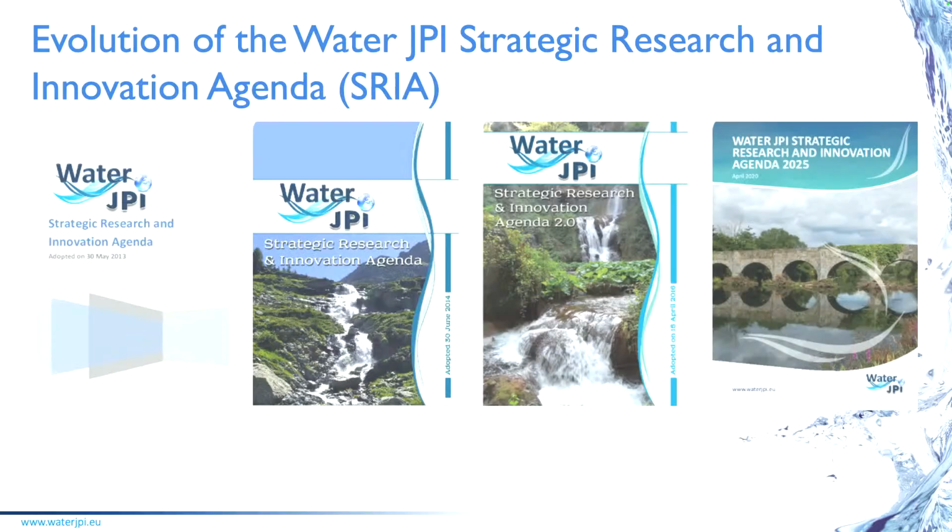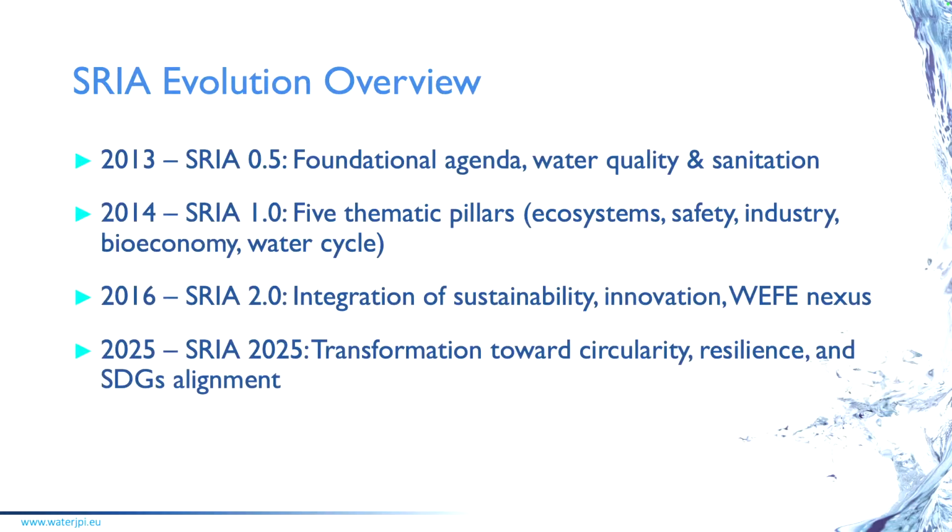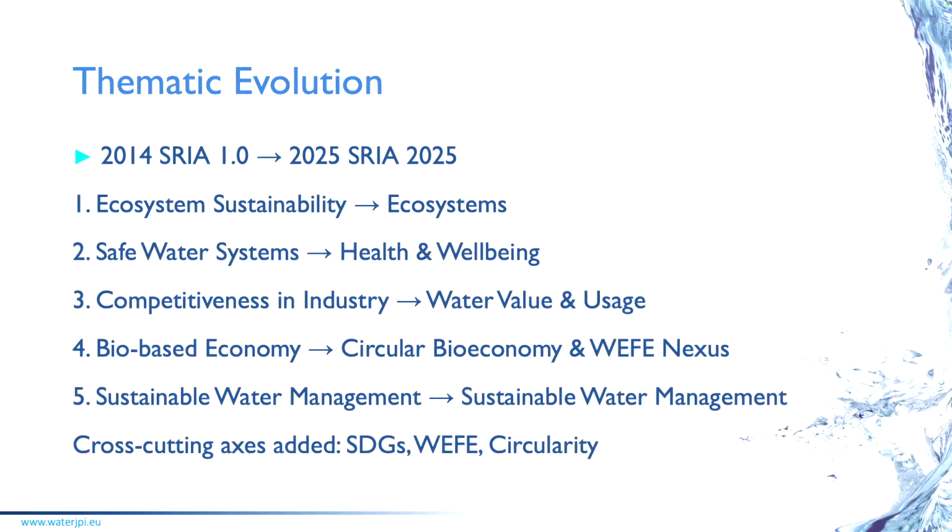As Esther presented, this was a work in evolution, and the evolution was also in terms of thematic, okay? So this was presented by Esther, but if we see the SRIA in terms of areas, we can summarize from ecosystem sustainability, safe water system to health and well-being. So in terms of areas, wording, policy areas, we can see how we started from some areas that were more targeted, expanding this even in line with what was first Horizon 2020, then Horizon Europe. First, what was previous, then the Green Deal. And we have also considered the cross-cutting axis, SDGs, wave, and circularity.